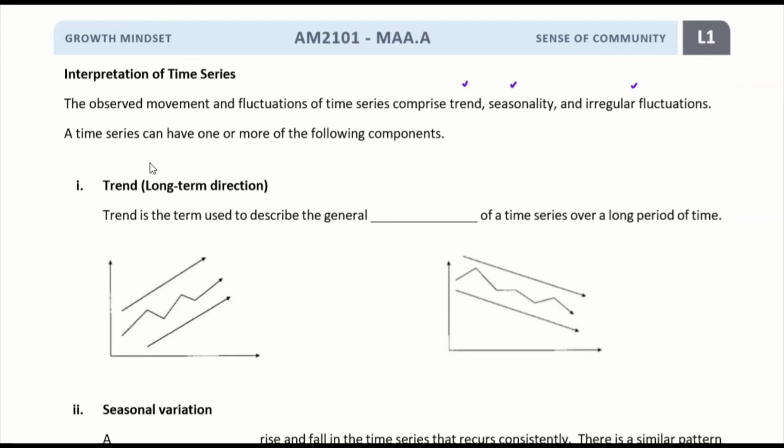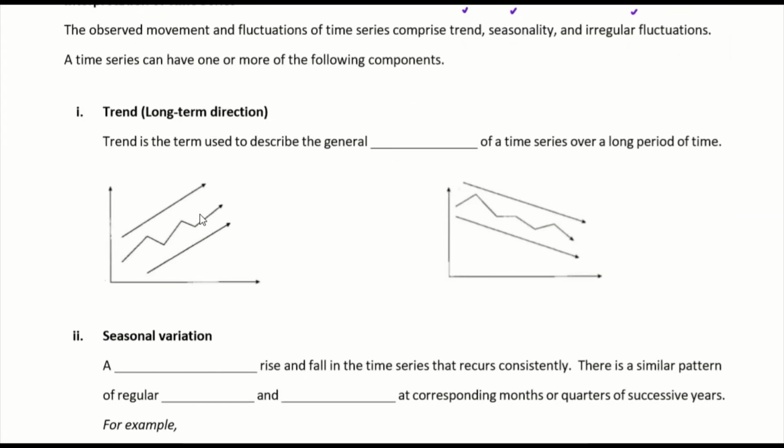A time series can have one or more of the following components. Let's look at the first one, which is the trend. In simpler words, we can call it long-term direction, but the more accurate mathematical term is trend. Trend is a term that we use to describe the general direction of a time series over a long period of time. Remember, the keyword here is direction over a long period of time.